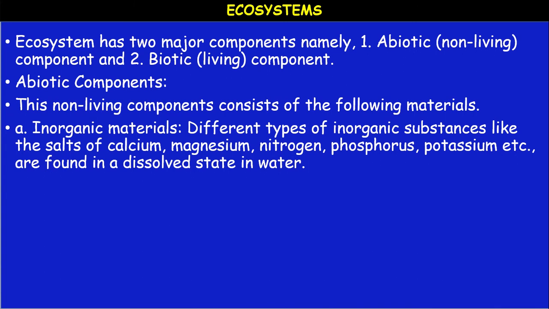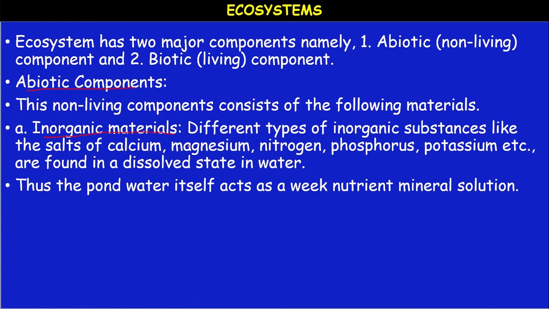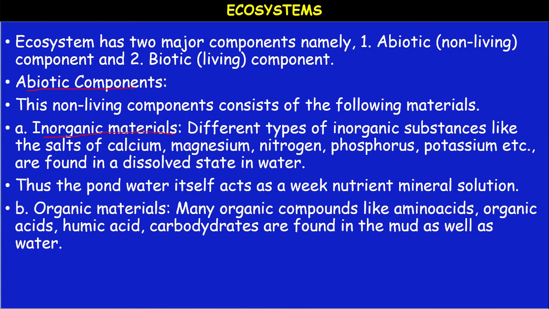The first one, inorganic materials. What are inorganic materials? The different types of inorganic substances like the salts of calcium, magnesium, nitrogen, phosphorus, potassium are found in a dissolved state in water. So these are all inorganic materials. Thus the pond water itself acts as a weak nutrient mineral solution because of the presence of inorganic salts. Then what are the organic materials? Organic materials include many biomolecules, many organic compounds like amino acids, organic acids, humic acids, carbohydrates. These are all found in the mud as well as water, meaning soil and water.